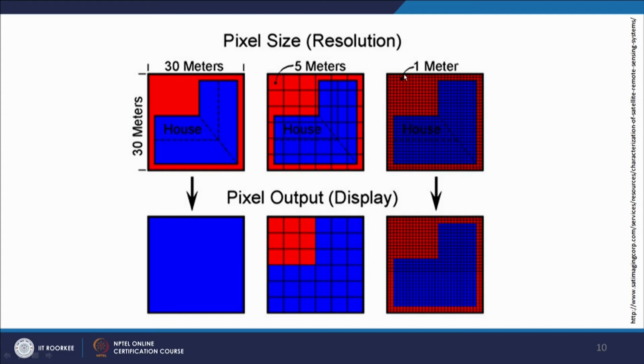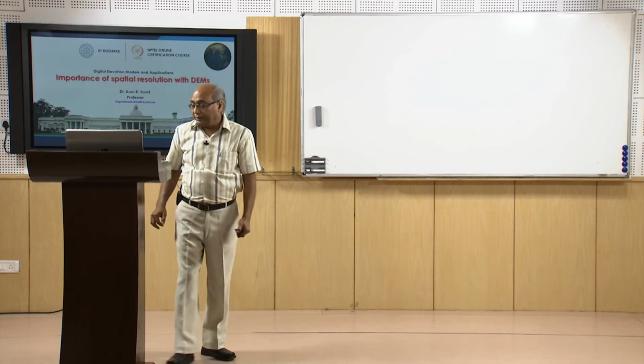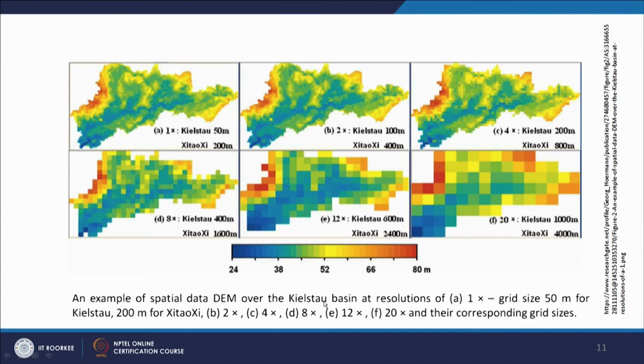And whereas if I go for 1 meter resolution, relatively compared to 30 meter, it is much more high resolution. So now I see the blue areas and red areas very clearly. Similarly here also, different scenarios have been presented, and this is a digital elevation model of a Kalstau basin at different resolutions, and what we see is the details, what we require.